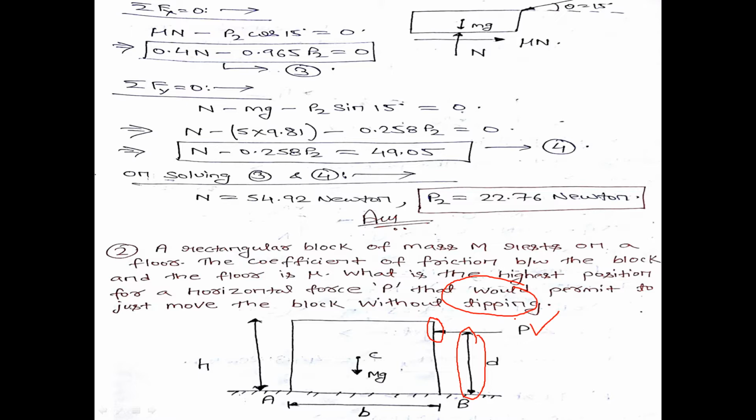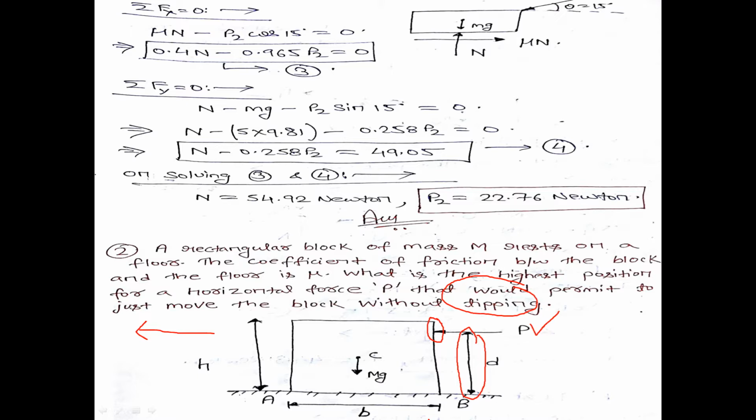So you have to find out how much distance from the horizontal floor you should apply a force P along negative x direction so that this block will move along negative x axis without tipping or without toppling from point B. Is it clear? Did you understand the problem? Any doubt in understanding the problem? कोई डाउट है किसी को? No, sir, no doubt.